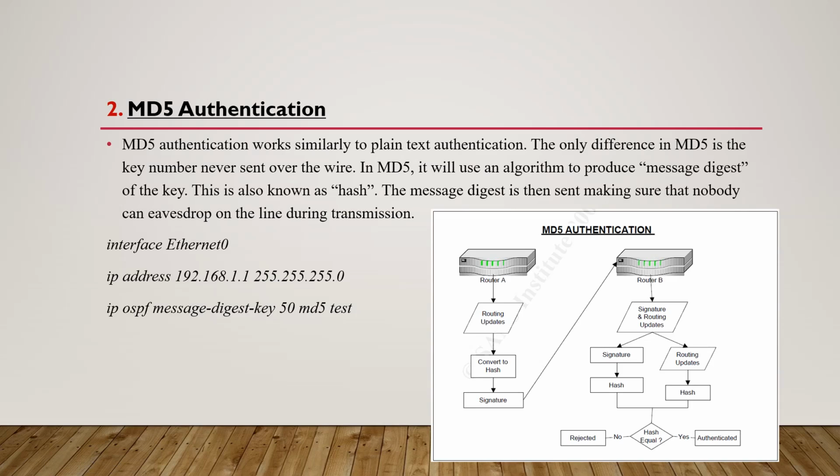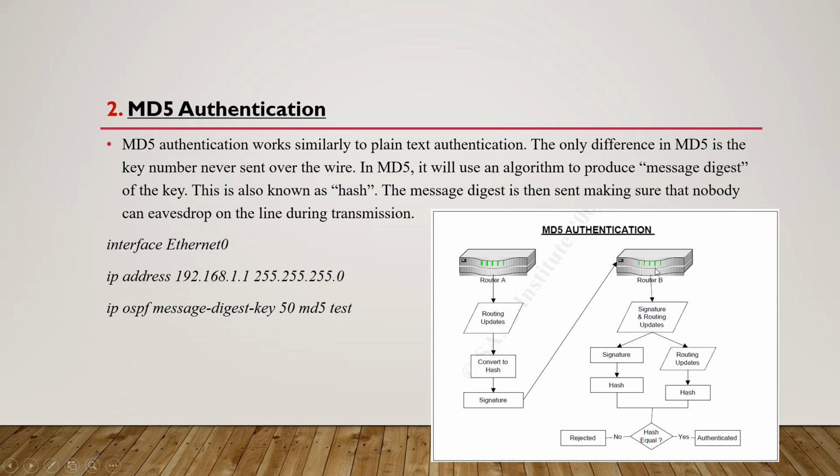The second type is MD5 authentication, the message digest. Message Digest 5 authentication works similarly to plain text authentication, but the main difference is the key is never sent over the wire. In Message Digest 5, it will use an algorithm to produce a message digest of the key. This is also known as a hash. The message digest is then sent, making sure that nobody can eavesdrop or edit on the line during the transmission. So before going to this, let's go to this figure.